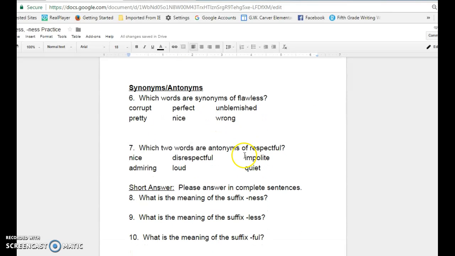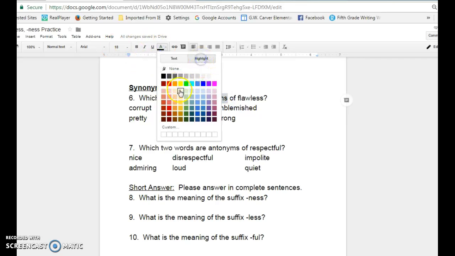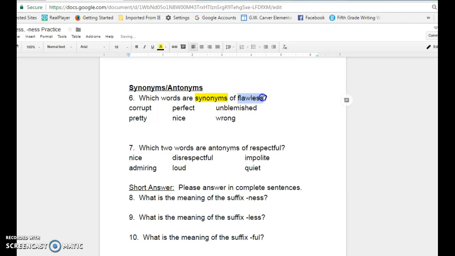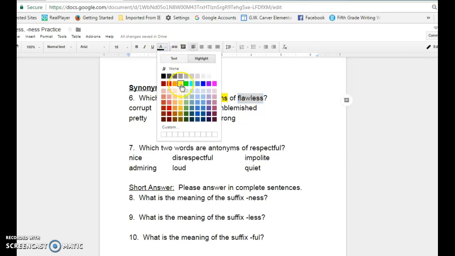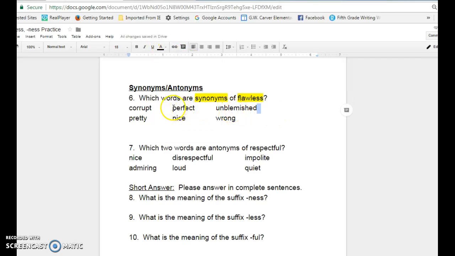Synonyms and antonyms. Which words are synonyms of flawless? Synonyms mean the same. So you need to ask yourself, if they're doing synonyms and antonyms, what does flawless mean? Well, flawless means perfect. I'm going to underline that. Let's look at our others. Corrupt. If something is corrupt, it is messed up. So it is definitely not flawless. Not a synonym for flawless. So picture something that's flawless. It's perfect. It is also unblemished. There are no flaws if it's unblemished.